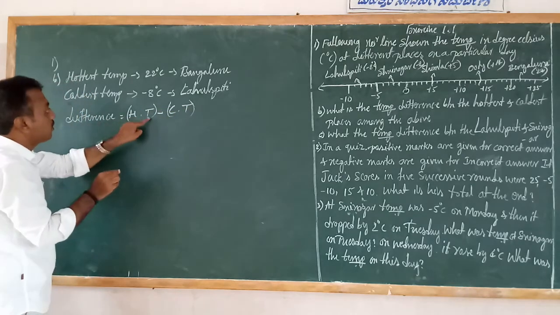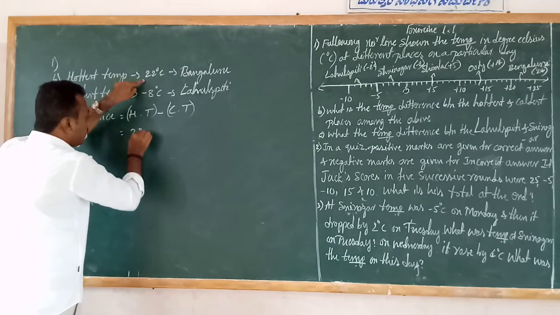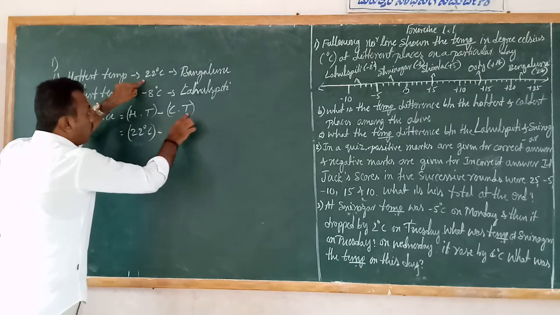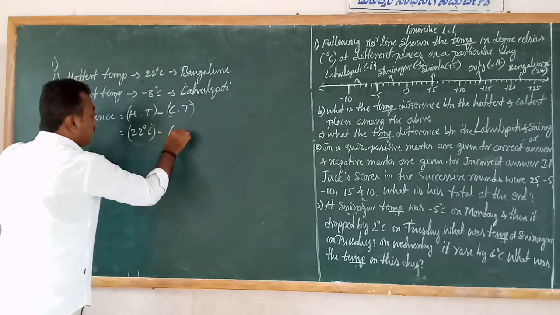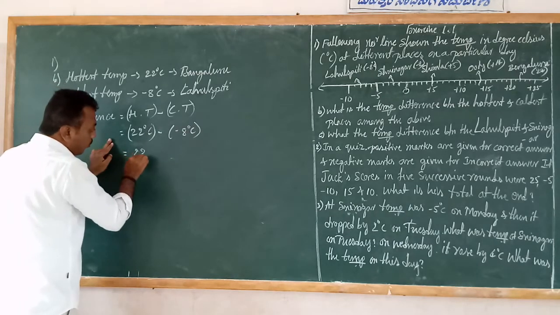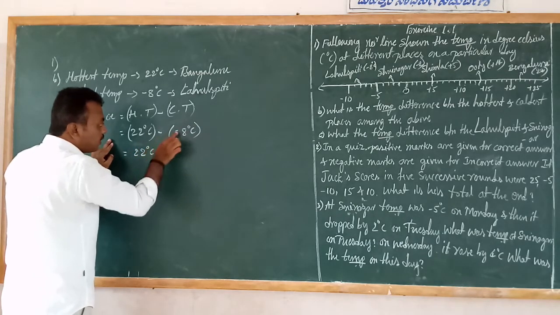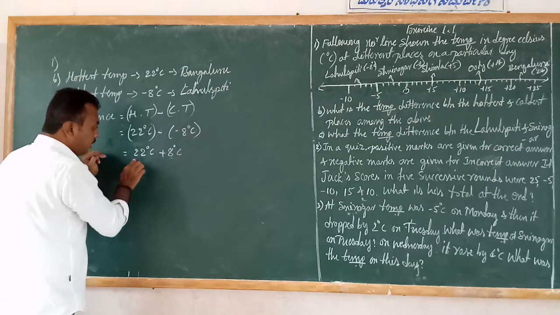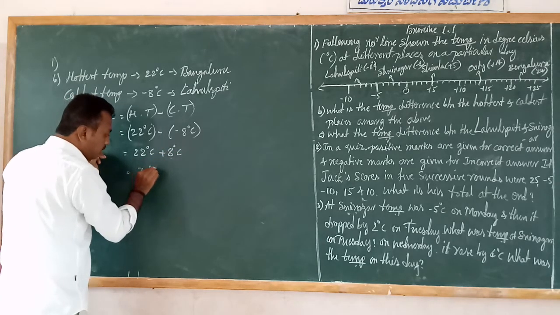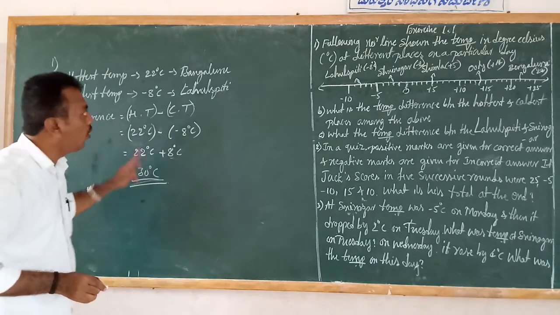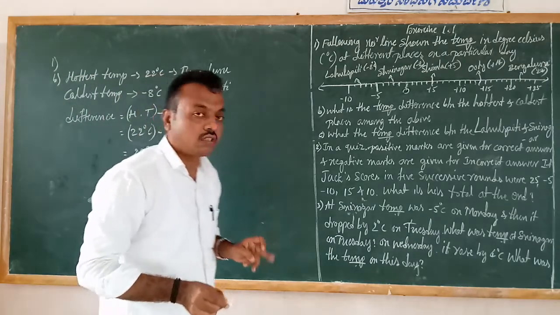So what is the hottest temperature? 22 degrees Celsius minus the coldest temperature. What is that? -8 degrees Celsius. Now we have to simplify that. 22 degrees Celsius, minus into minus becomes plus 8 degrees Celsius. So now 22 plus 8 is 30 degrees Celsius. So this is the difference between the hottest and the coldest temperatures.